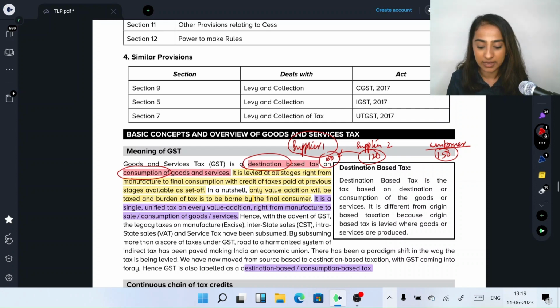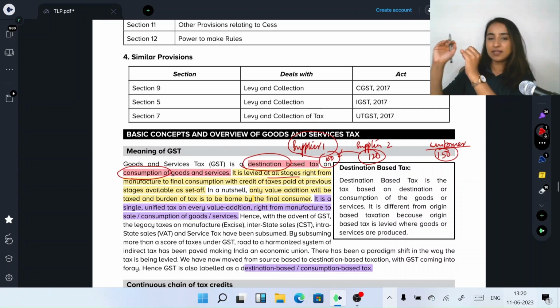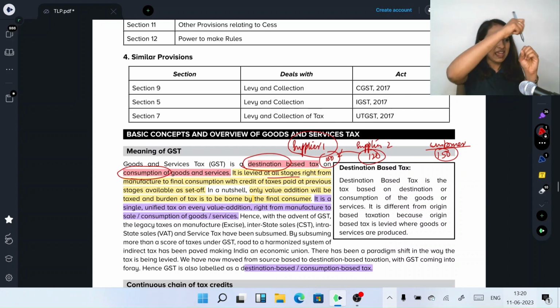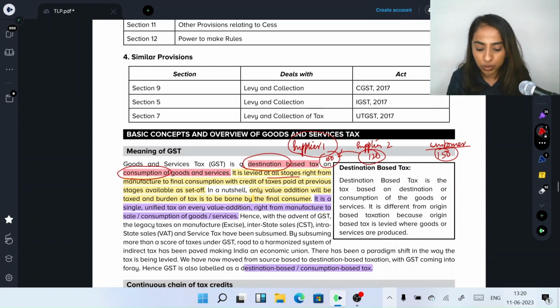That is one. Then, like I said earlier, it is levied at all stages, right from the manufacture to the final consumption. So manufacture happens here, moves to the wholesaler, moves to the retailer, and then moves to the customer, right? So at every point, at manufacture, wholesaler, retailer, and to the customer, GST is levied. Now only value addition will be taxed and the burden of tax is to be borne by the final consumer. Like I said, it is a consumption based tax.